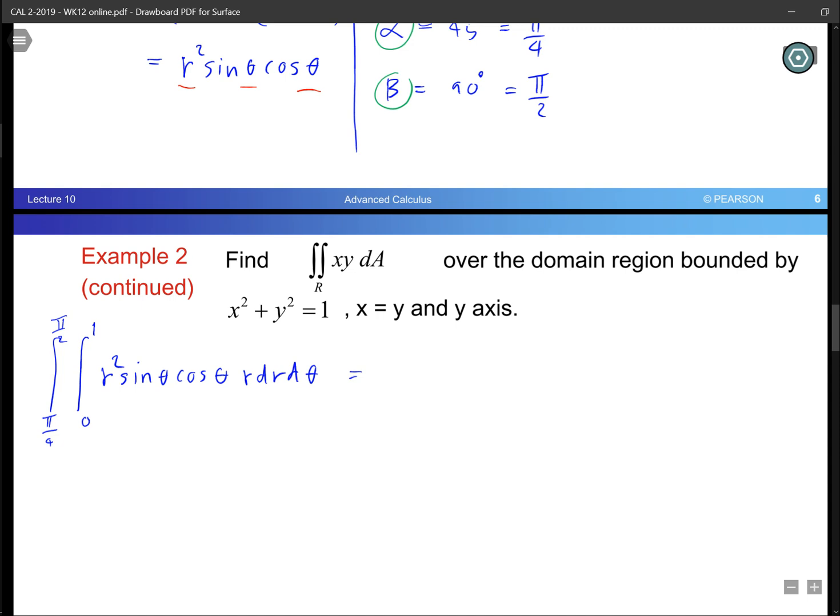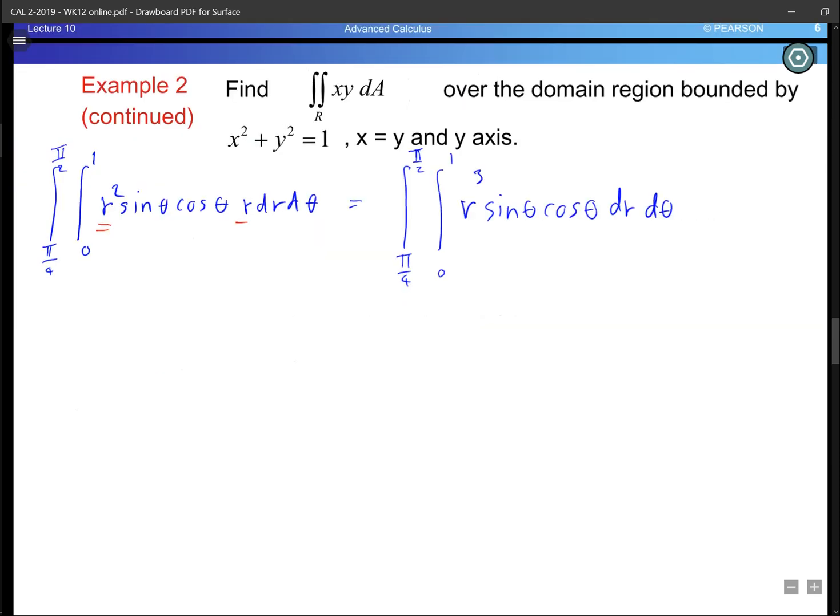Okay, let's perform the integration here. So this is pi over 4, pi over 2, 0 and 1. Let's combine r squared and r. So we have r cubed sine theta cosine theta, and we are going to integrate with respect to r first and then with respect to theta. Now with this, let's integrate this with respect to r.